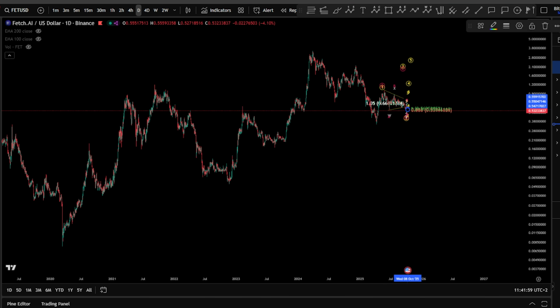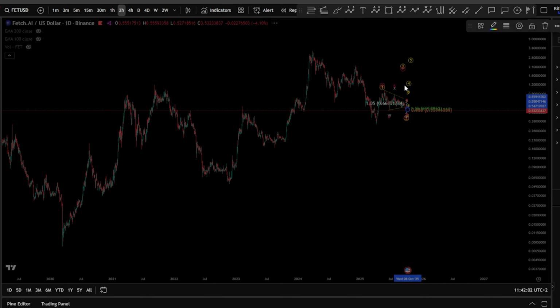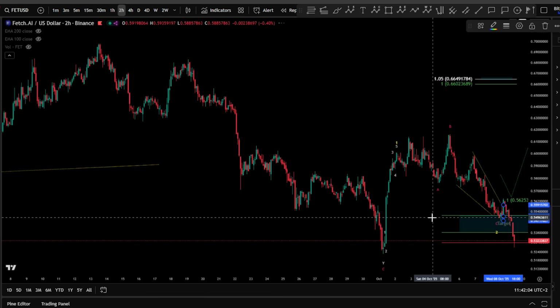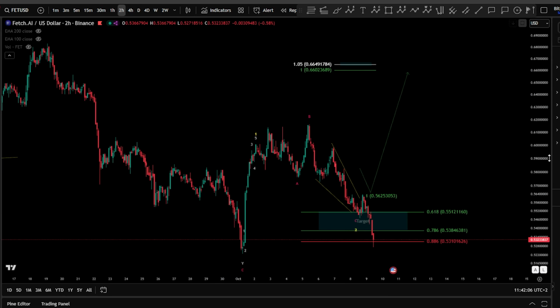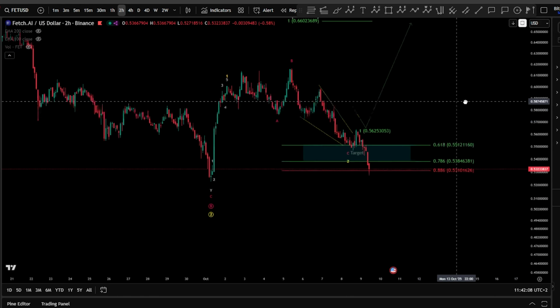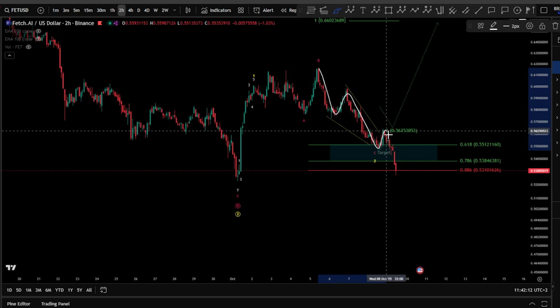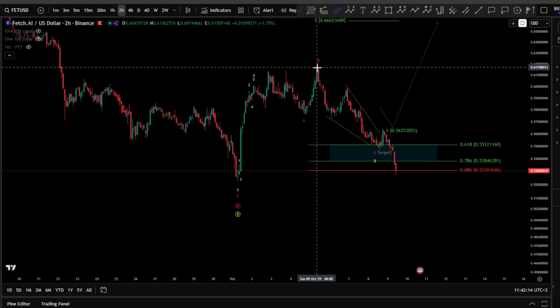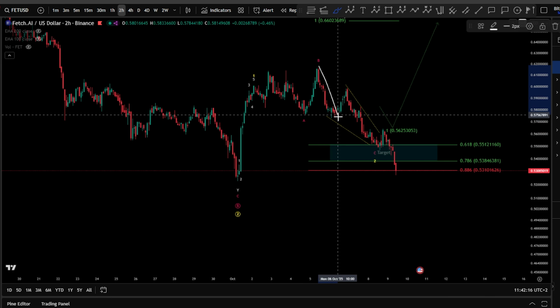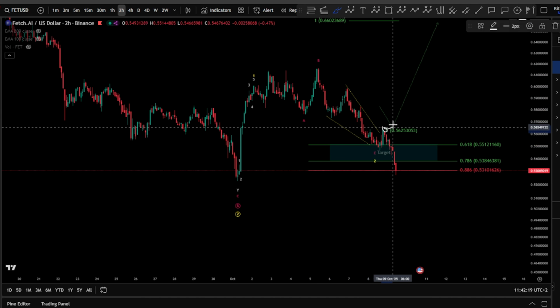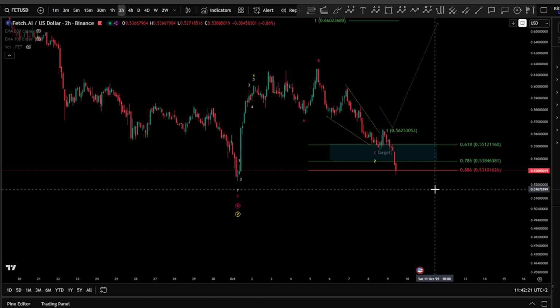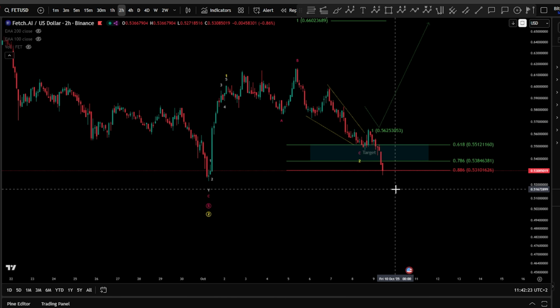For FET, we're looking also at the 2 hours chart first. Again, FET, we see an 886 hit today, which is not looking good at all, right? And the diagonal here is invalidated. Why? Wave 3 has started to be longer than wave 1, and this is definitely an impulse. 1, 2, 3, 4, 5. Wave 4 not invalidated, and this is a finished impulse here.